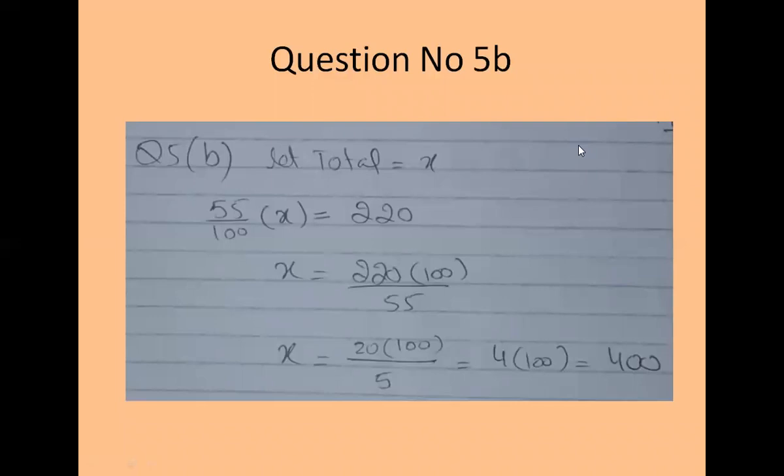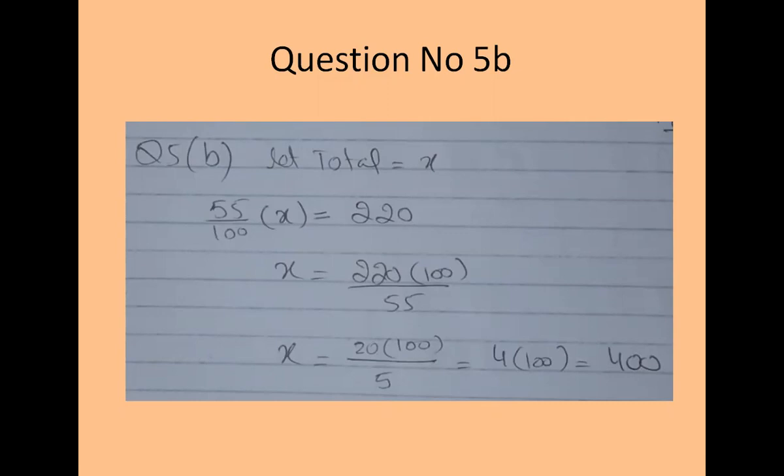Okay, so the total number we suppose is X. He told us that 55% of the total is 220 votes. So 55 by 100 into X is equal to 220. So X will be equal to 220 multiplied by 100 divided by 55. 55 and 220 can be cancelled with the 11. So you will have 20 divided by 5 into 100.